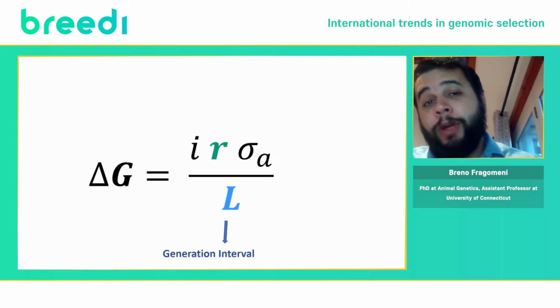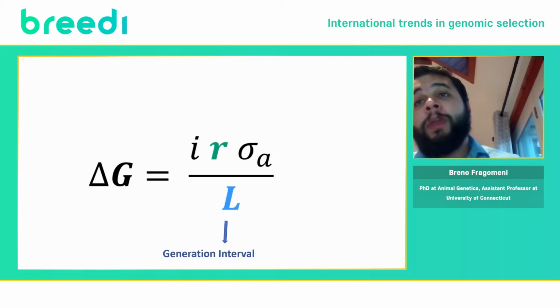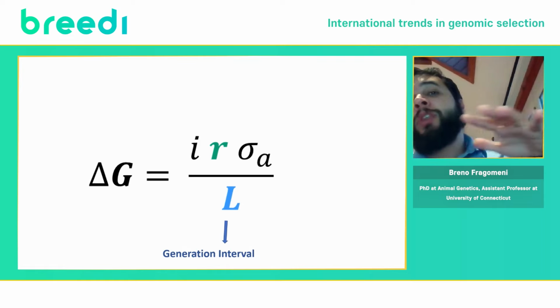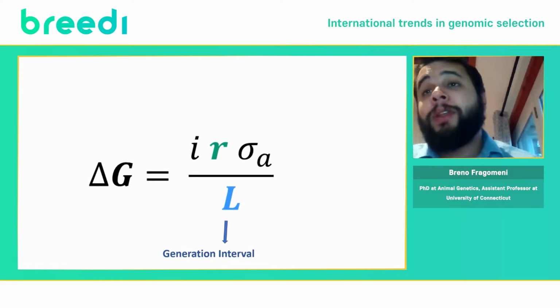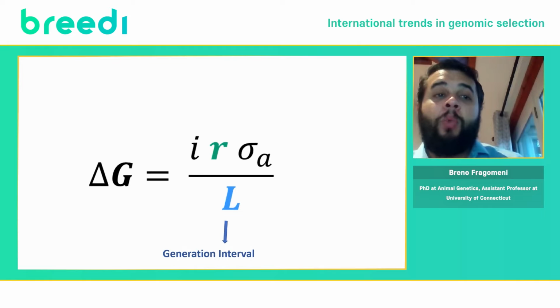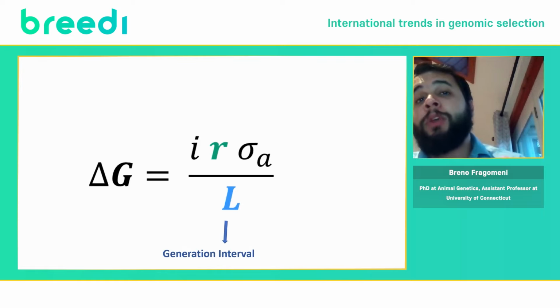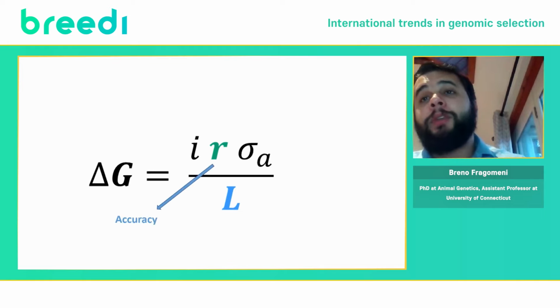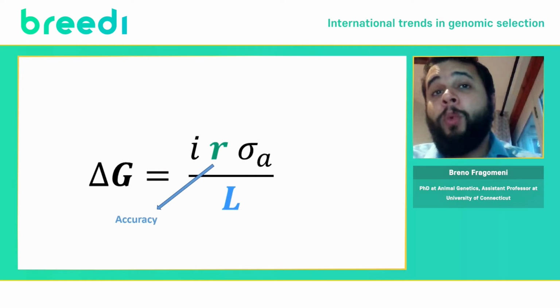And most important for us is the generation interval. Of course, if our animal is very old, we are using old genetics, and that genetics is being diluted through the years. With genomic selection, because we allow inclusion of younger animals, we are increasing genetic gain per year, because we're able to include younger animals with decreased generation interval and higher accuracy. So those are the two points that we're going to work with.